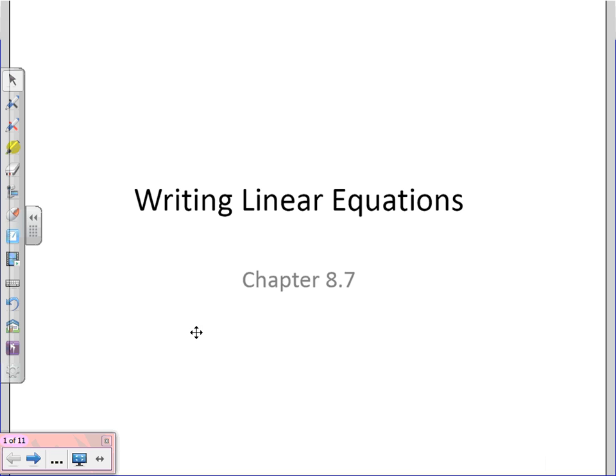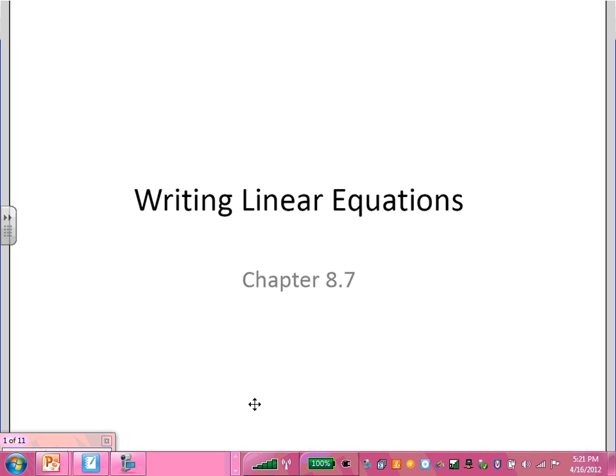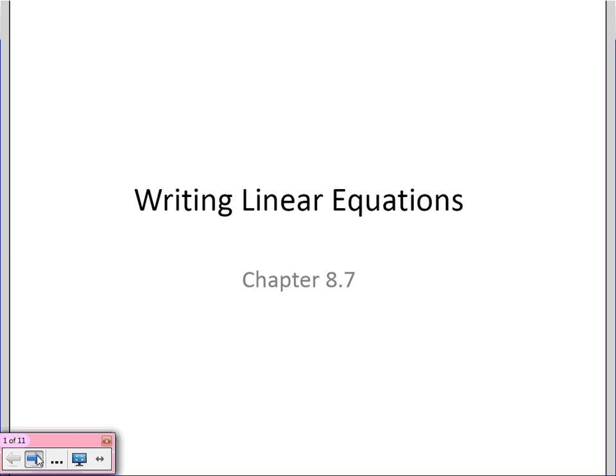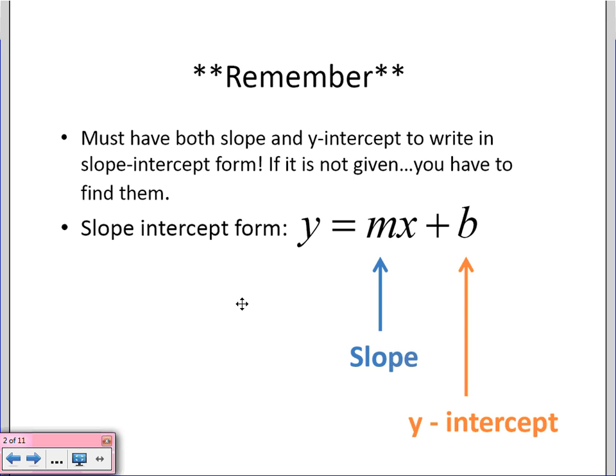Okay guys, this is going to be our last section that we learn in Chapter 8, and this is writing linear equations. This is Chapter 8.7. Okay, here are a couple key concepts to remember. Go ahead and get these in your notes and replay me when you're ready for the explanation.